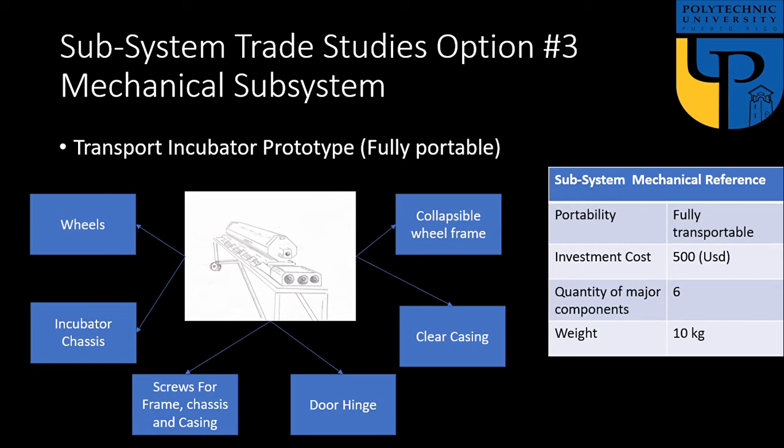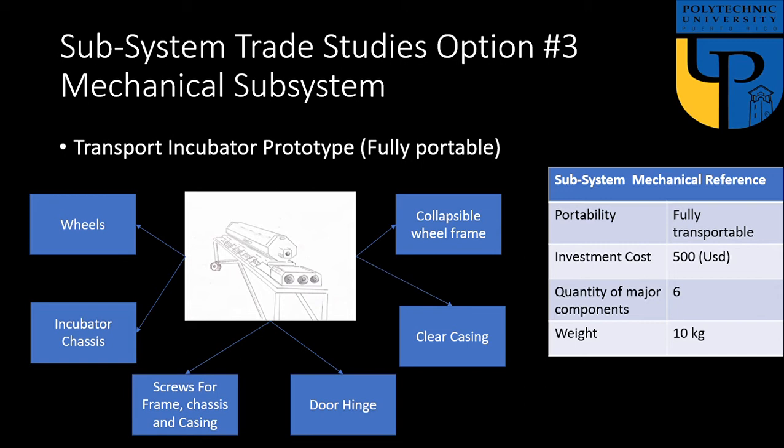And so our option 3, which is the option that we're basically going to be taking into account, is a new prototype, also drawn, of a new incubator. That is basically what we're going to do over the next phases. And just as with the other one, I have to design the mechanical components, which include the wheels, the incubator chassis, the screws for the frame, the chassis, and the casing, the door hinge, the clear casing, and the wheel frame should be collapsible and removable, both.